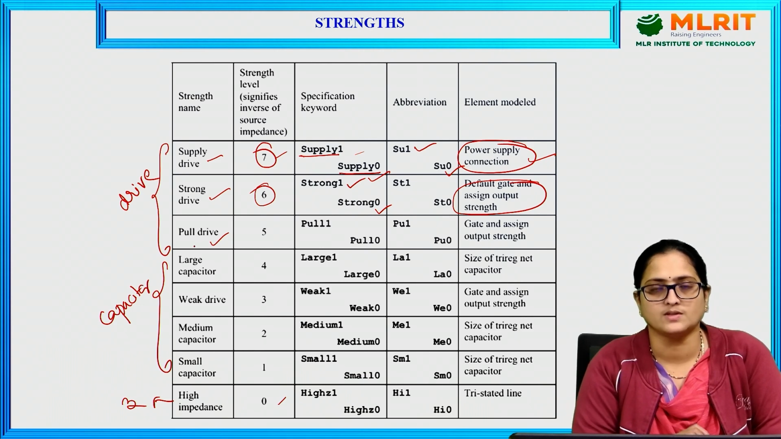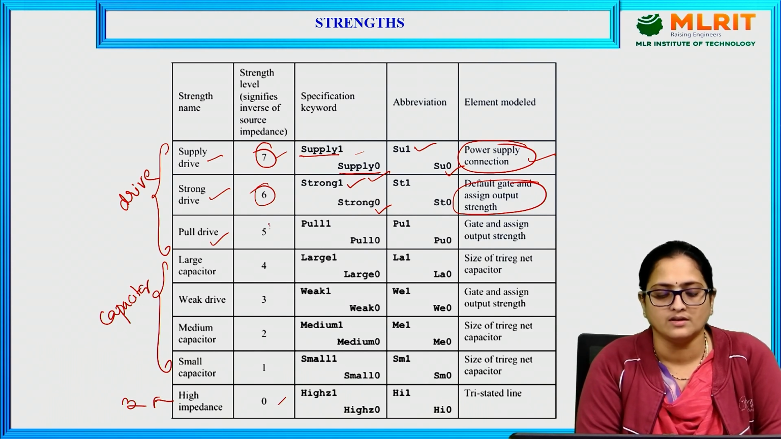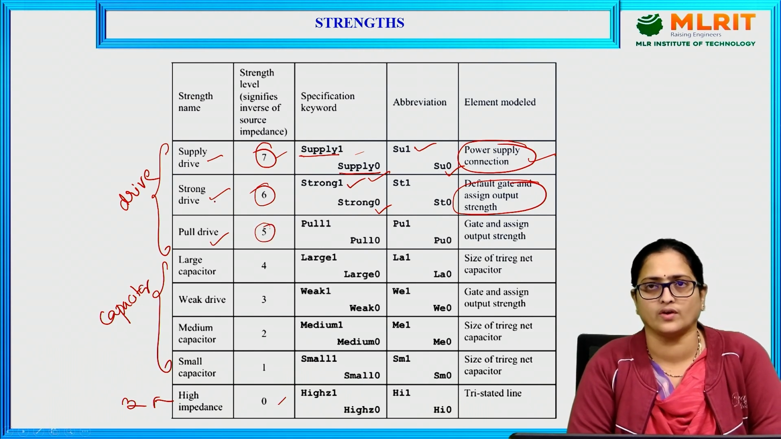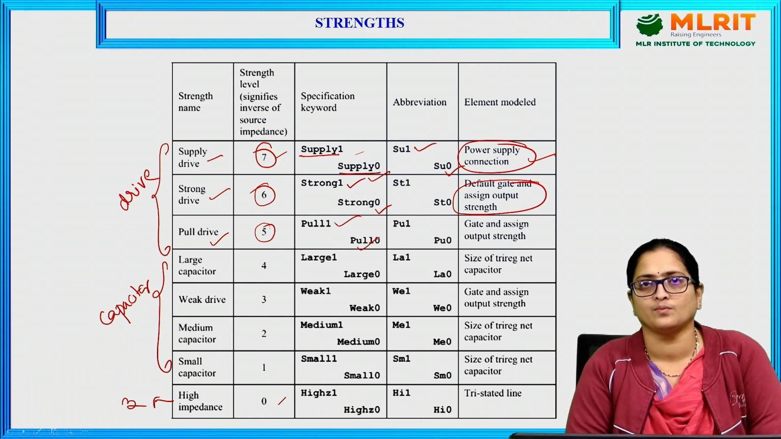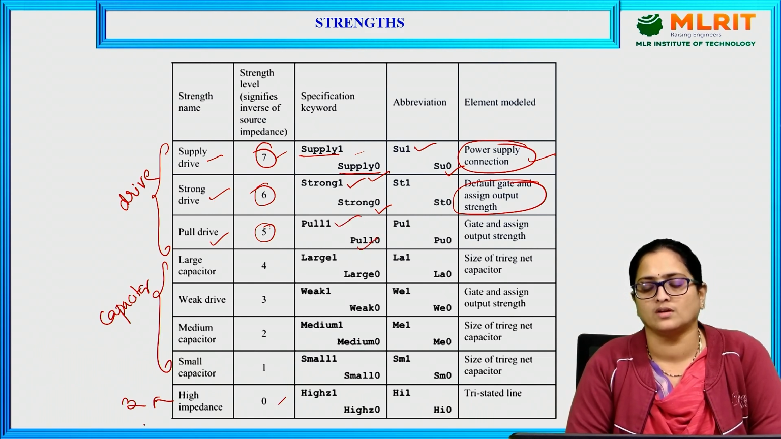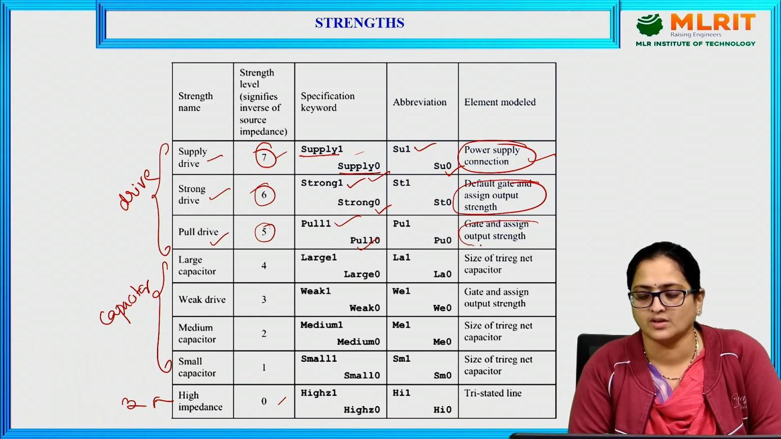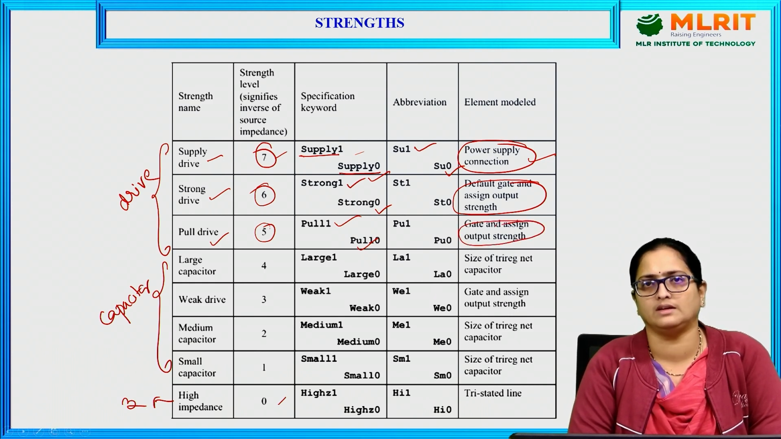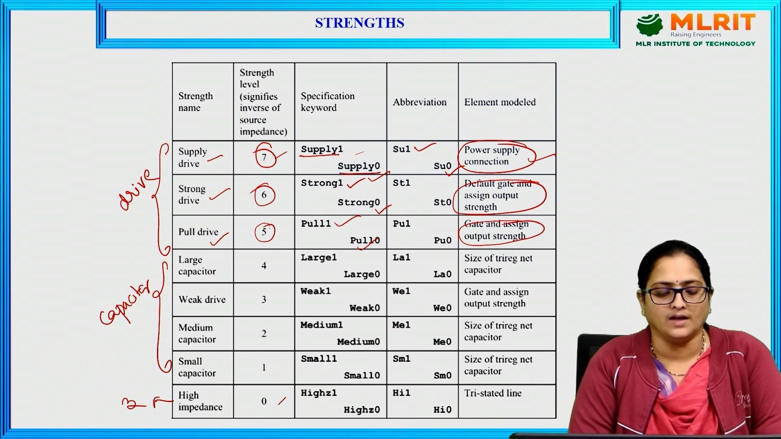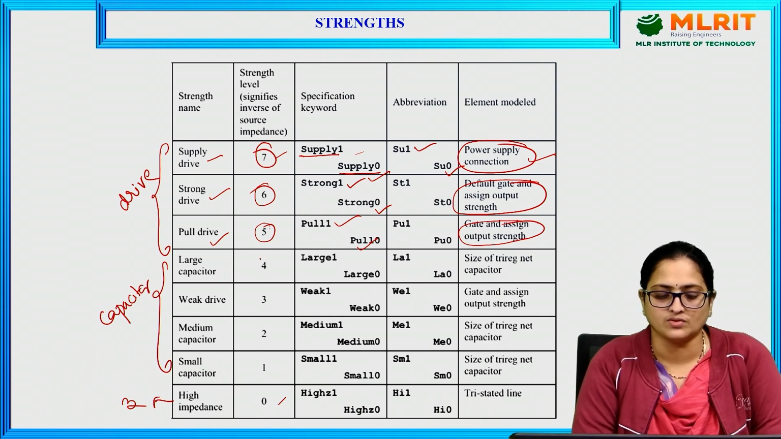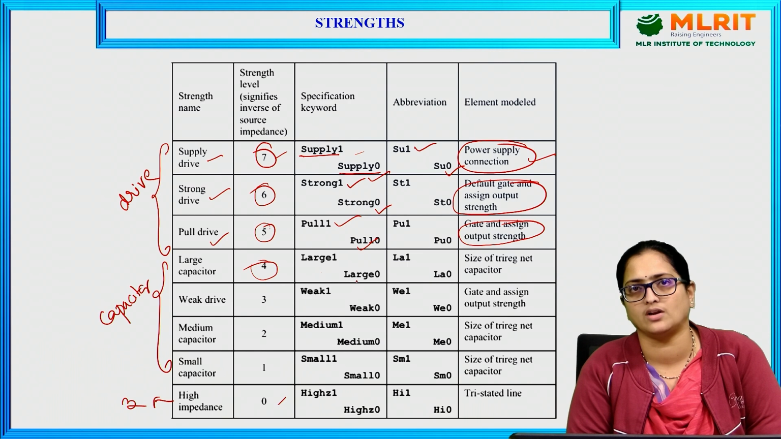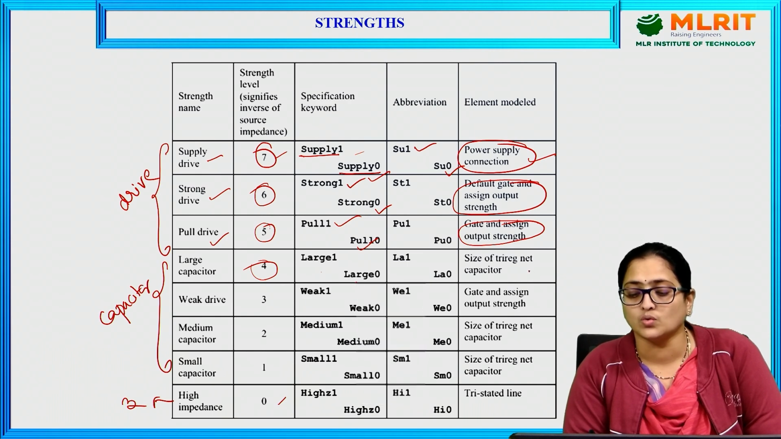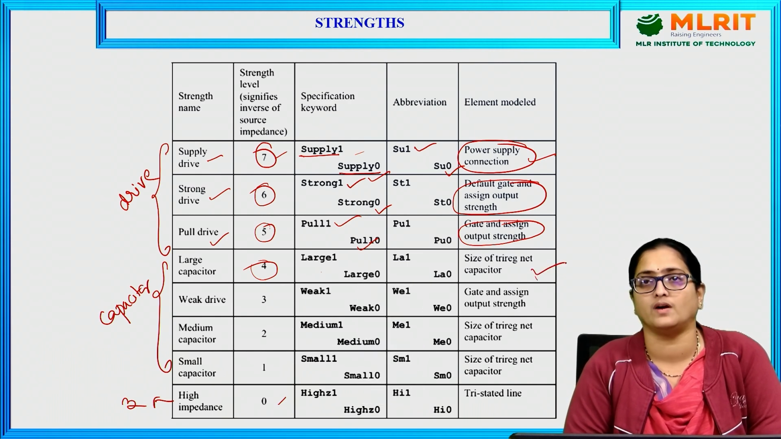The next one is pull drive, which is given the next highest level after strong drive, and the keywords here are pull 1 and pull 0, which are used to assign the output strength as well as for the gates. And the next one is large capacitance, which is given the strength level of 4, and the keywords are large 1 and large 0, which is used to represent the size of a tri-register.